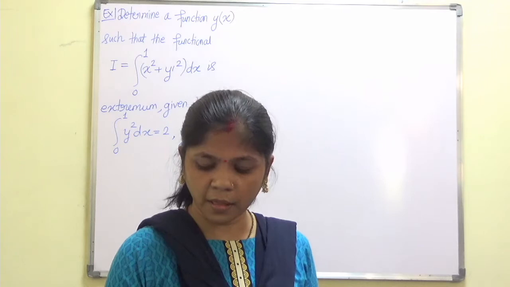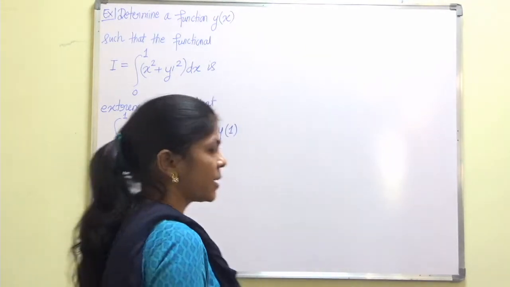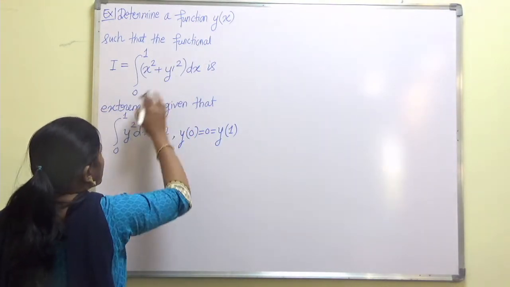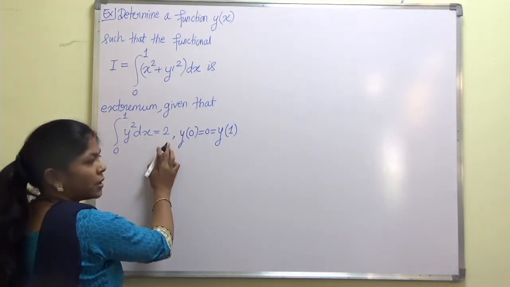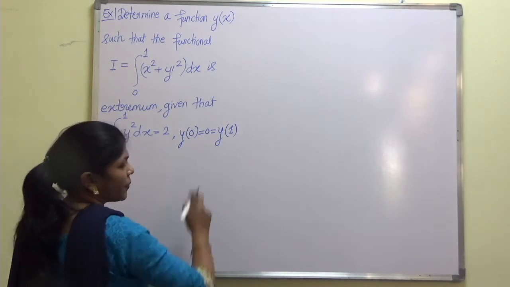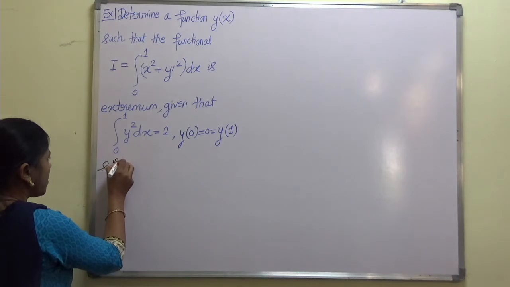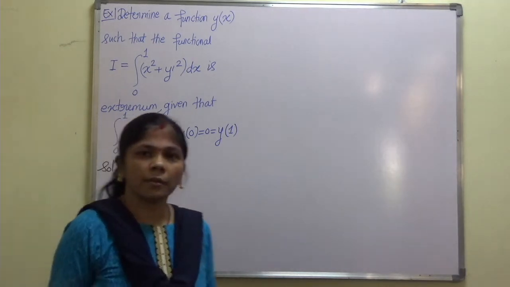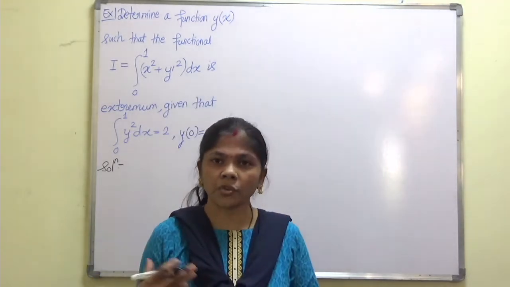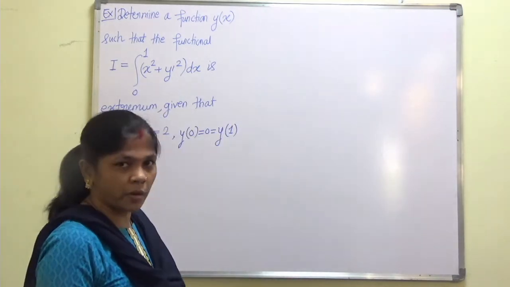So let us begin with the first example of today's online session: determine a function y of x such that the functional is extremum, given that the integral of this is 2. Conditions are y of 0 equal to 0 and y of 1 is also 0. Just recall, for an isoperimetric problem there are two functionals given, out of which one needs to be extremized, maximized or minimized, and the other has a constant value.